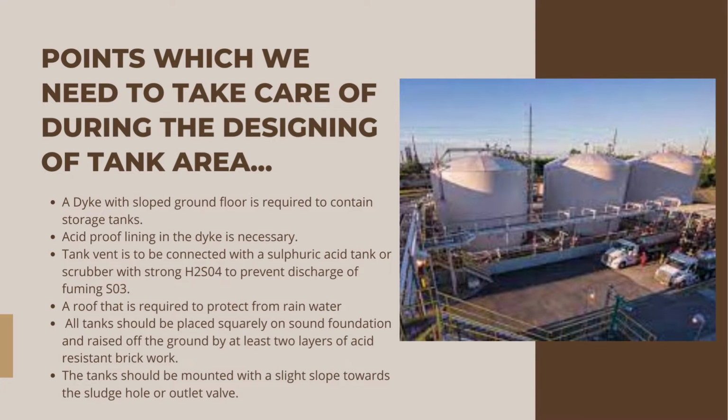Then all the tanks should be placed squarely on a sound foundation and raised off the ground by at least 2 layers of acid resistance brickwork. Means a proper foundation should be provided on which the tank is placed, and the foundation should be of 2 layers of acid resistance brick. Then the tanks should be slightly sloped towards the sludge hole or the outlet so that in case of emergency or leakage, the liquid will be collected at a particular point and can be easily discharged.